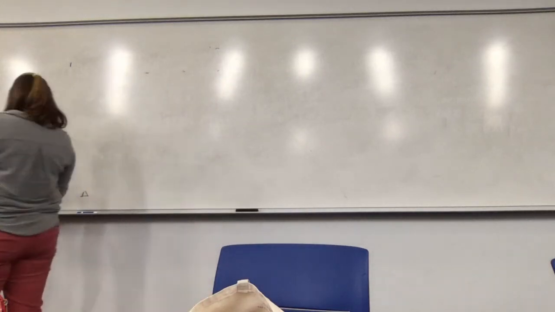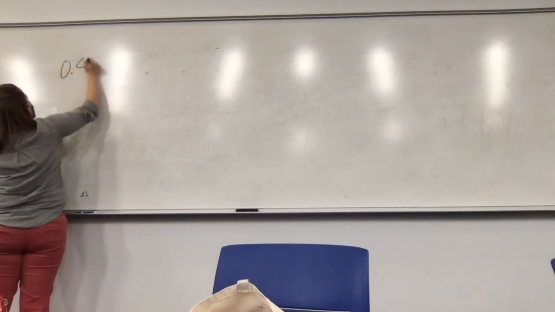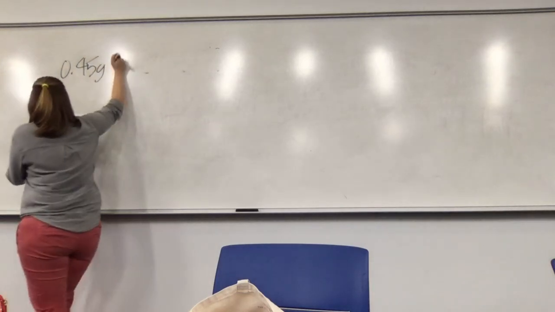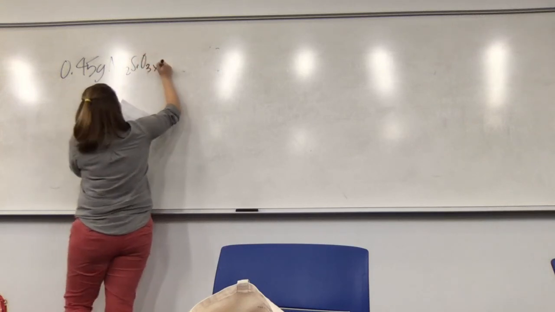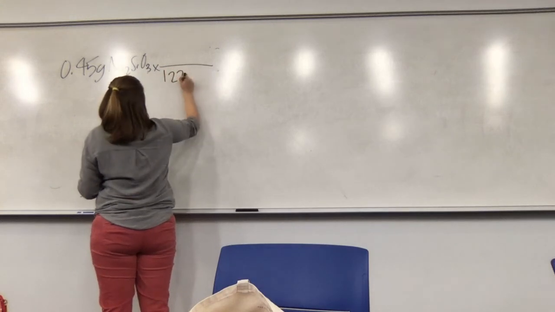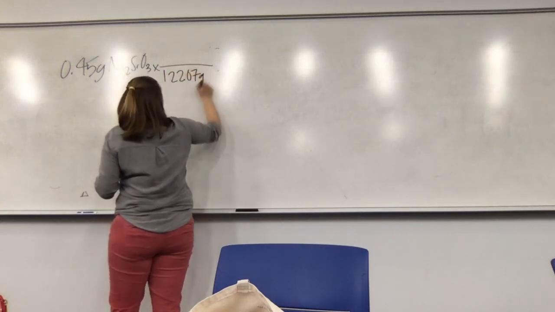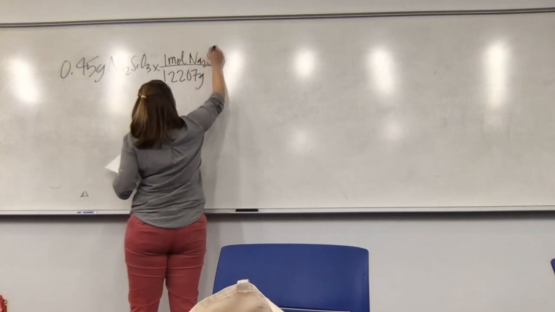And so we're going to take our 0.45 grams of, in this case, sodium silicate, Na2SiO3. We're going to convert to moles using the molar mass, which is 122.07 grams in 1 mole of Na2SiO3.